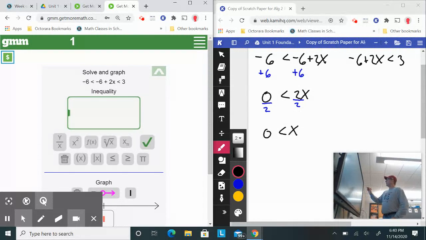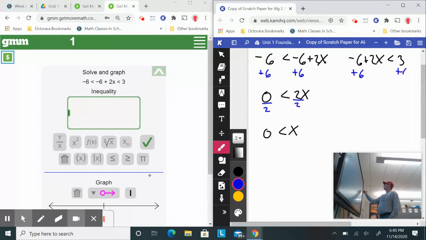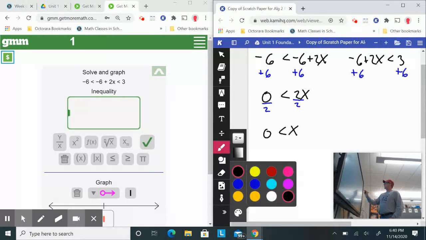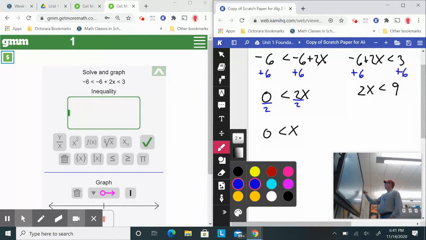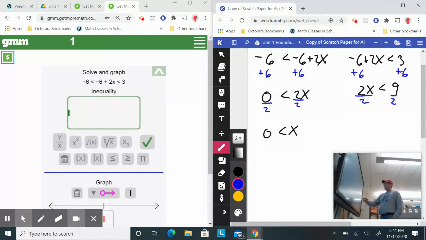Then I take negative 6 plus 2x, and I solve that side. So I'm going to be adding 6 again to both sides of this part. So I get 2x is less than 9. Now you're going to divide by 2 on both sides. And you end up with x by itself is less than 9 halves. So I could keep it as an improper fraction, which is really 4 1/2.